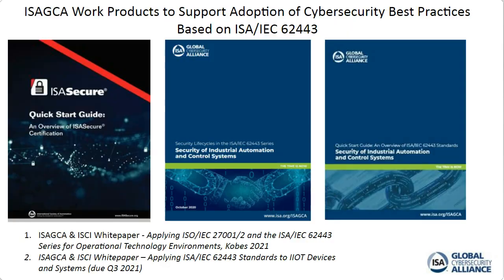Okay, so some of the work products. We did a quick start guide that provides an overview of product certification. What is a product certification? Why is it useful if you're an end user? Why is it useful if you're a product supplier? How it fits into your total security scheme, depending on which stakeholder group you're in. And we did two other white papers. They're about 12 or 14 pages each, so they're a lot easier to read than 900, 1,200 pages of the standards.